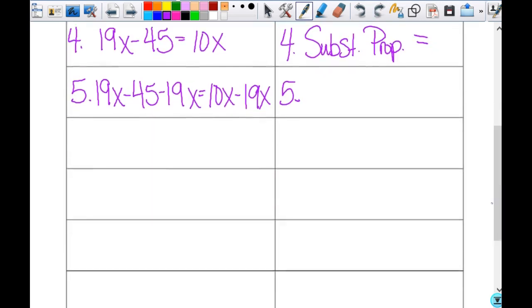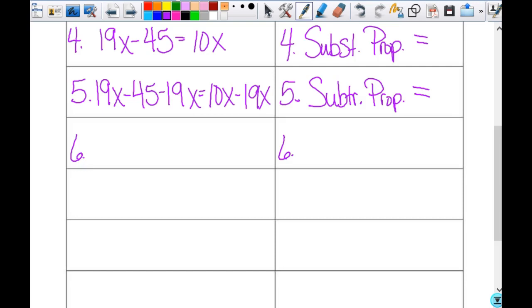And my reason for that? Substitution. Oh, wait, I'm sorry, no. Subtraction, sorry, thank you. Subtraction, property of equality. I was just seeing if you're paying attention. I'm almost always lying when I say that.